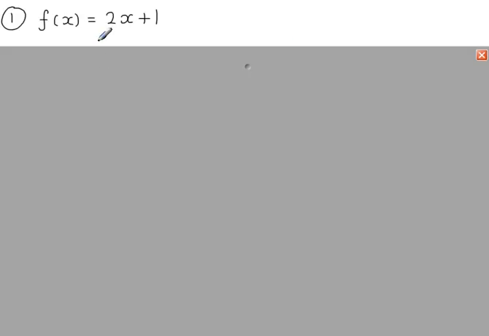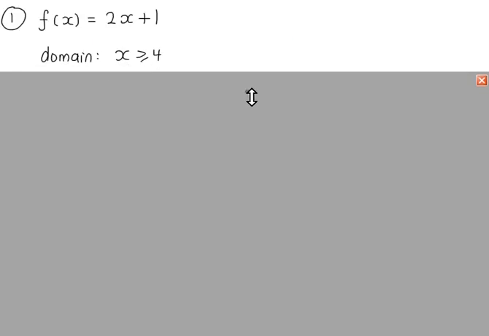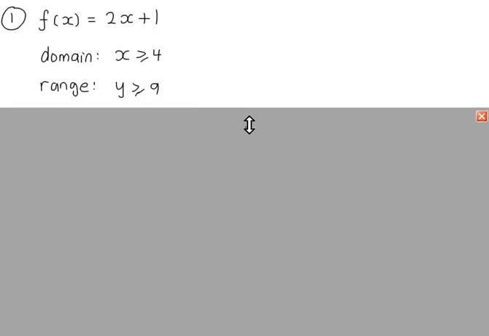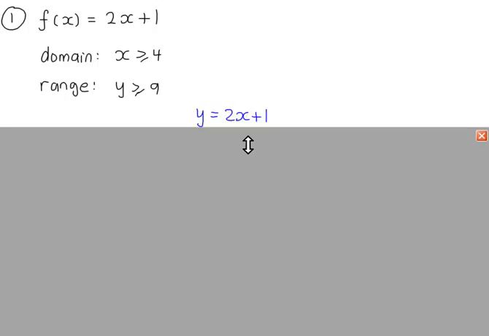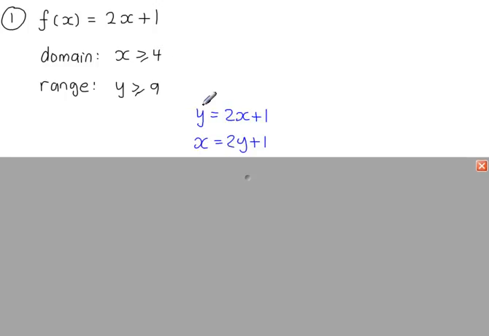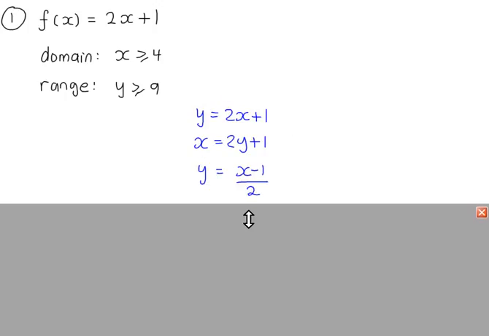So starting with this function, with a restricted domain, if you put 4 into here, 2 times 4 is 8, plus 1 is 9, that's where that 9 is coming from. The 4 is just what's given in the question, that's where the 4 came from. So, y equals 2x plus 1, swap the x and y around, so change the y into x and the x into y, and then rearrange this to make y the subject, like so.